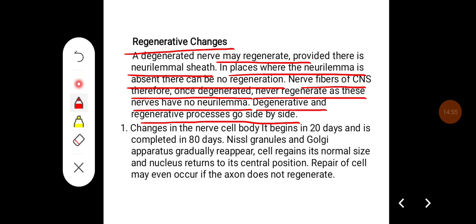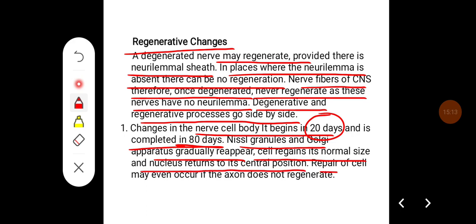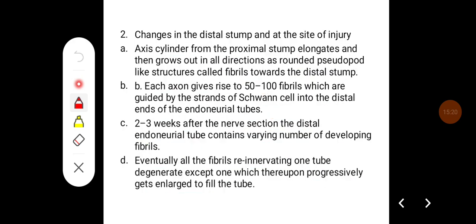The changes in the nerve cell body begin at around 20 days and are completed within 80 days. The Nissl's granules and Golgi apparatus gradually reappear, the cell regains its normal size, and the nucleus returns to its central position. And the repair of the cell may even occur if the axon does not regenerate. The changes in the distal stump and at the injury occur accordingly.